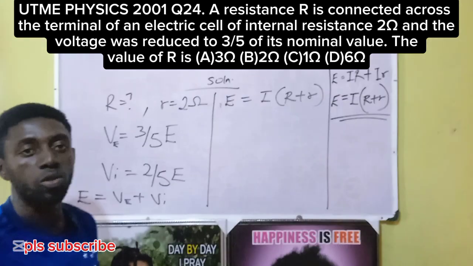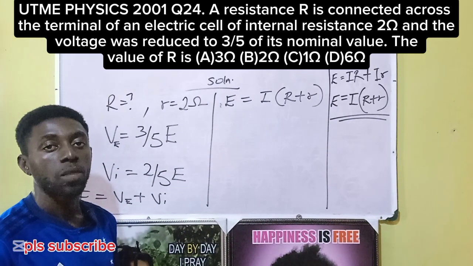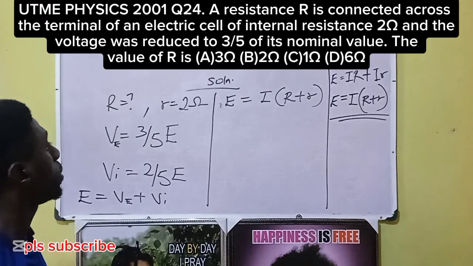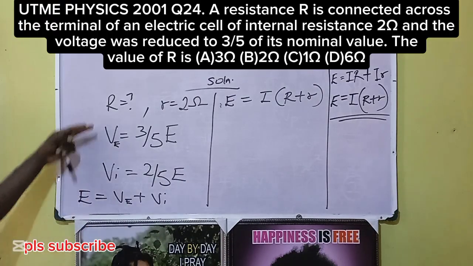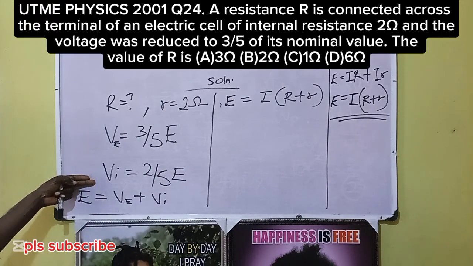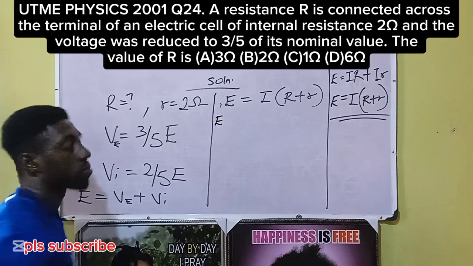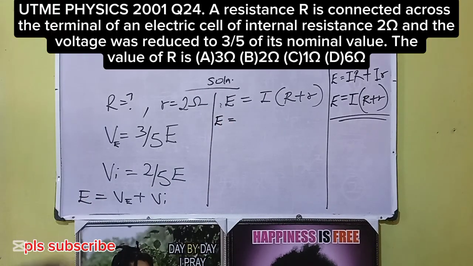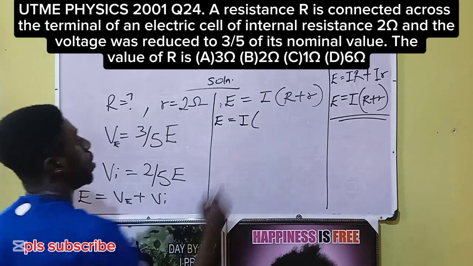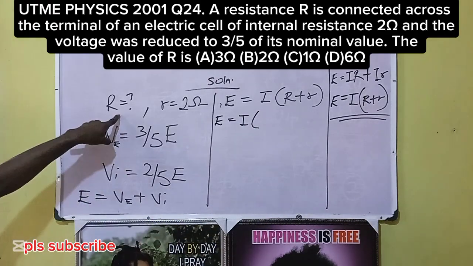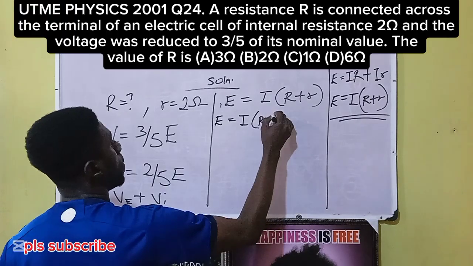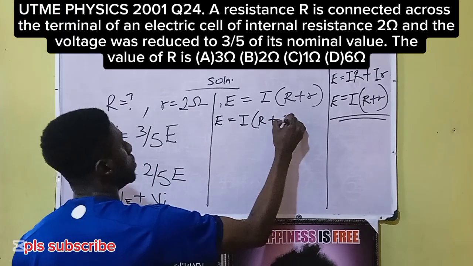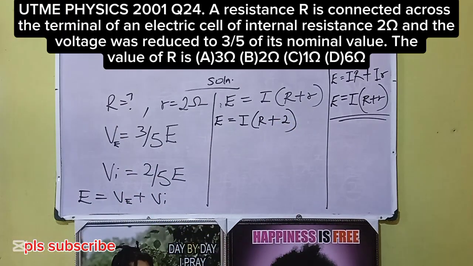That's the formula we will deploy to solve this question. So let's forge ahead. Let's see what we have. The EMF wasn't given, we'll maintain it. It's equal to I, our current, which is not stated yet, open brackets, R, our capital R that we're looking for, plus the internal resistance, which was given as 2. So we have a series of unknowns, then we'll continue solving.